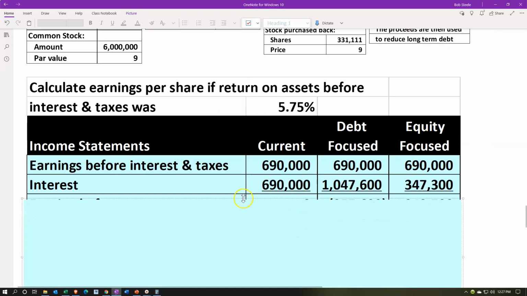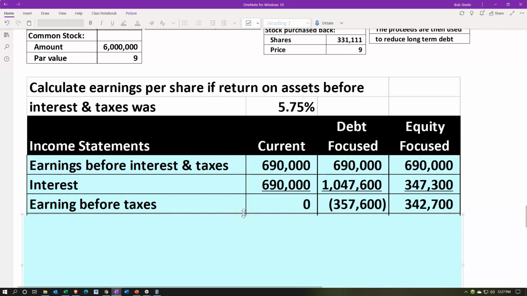So then we're going to be subtracting out the interest. That gives us our earnings before taxes. Notice that the debt plan is now negative because of the high interest rate that we're going to be paying. So we have a negative in earnings before taxes. Equity is at the 342.7. The current plan where we currently stand is at the 0.